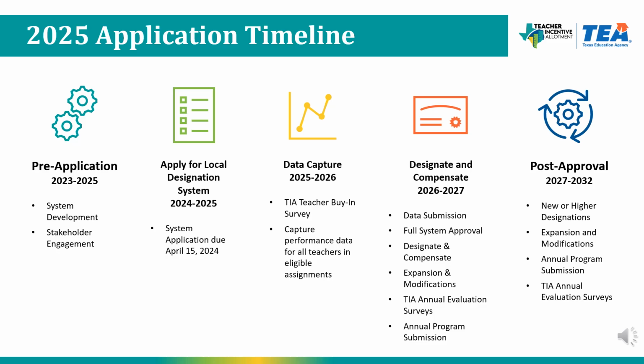The application and approval process spans 3 full school years. For spring 2025 applicants, this timeline lays out approximately where you will be in each coming year. In the pre-application phase, which you have already done or are currently in, the district will be engaging with stakeholders such as community members, the school board, and most importantly, teachers, to develop their local designation system and make critical decisions. Districts will submit their completed application to the TIA team at TEA this spring.